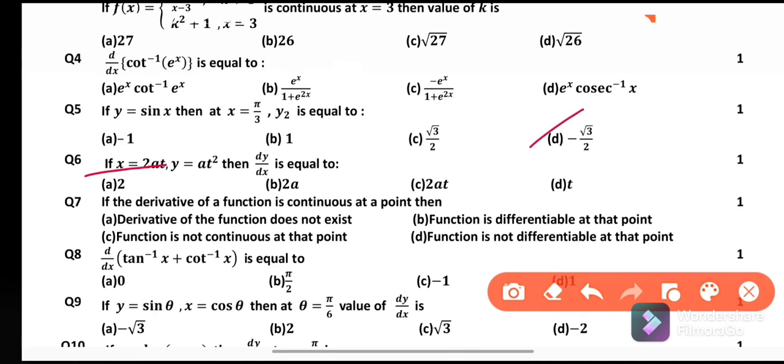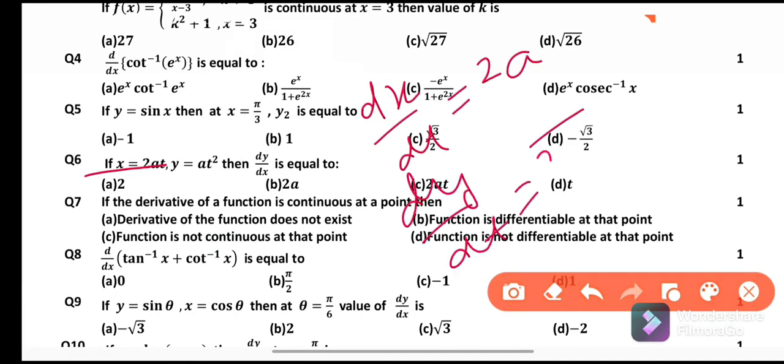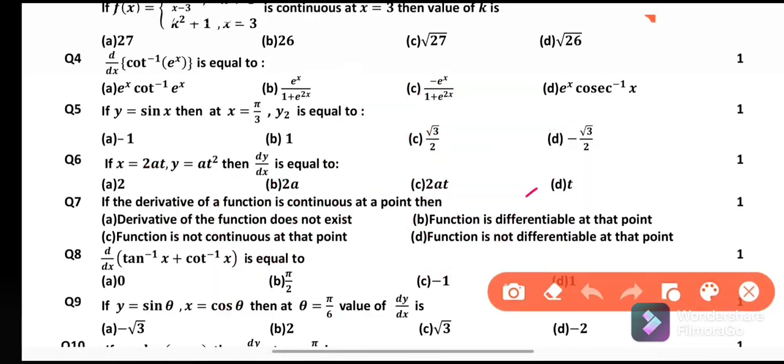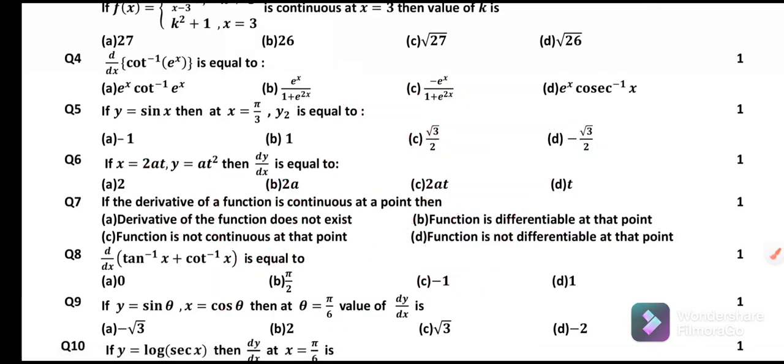Next question. If x is equal to 2at and y is equal to at square, then dy by dx is, first of all, dx by dt is equal to 2a, and dy by dt is equal to 2at. Now by dividing these two equations, we get dy by dx is equal to t, that is D option.